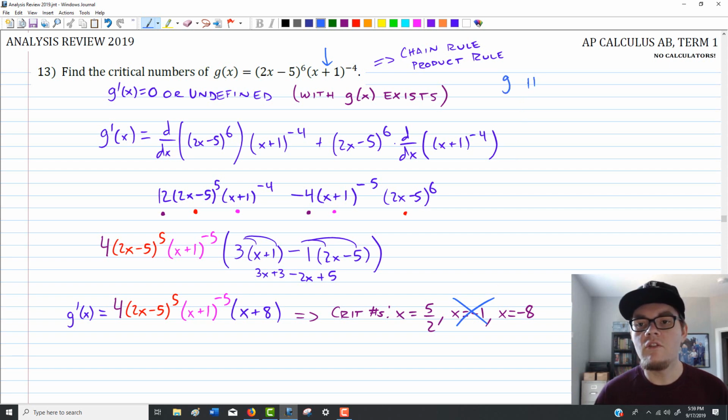The reason is g has a vertical asymptote at x equals negative 1. And because of that vertical asymptote, it is not a critical number, so our answer is actually just negative 8 and 5 halves.